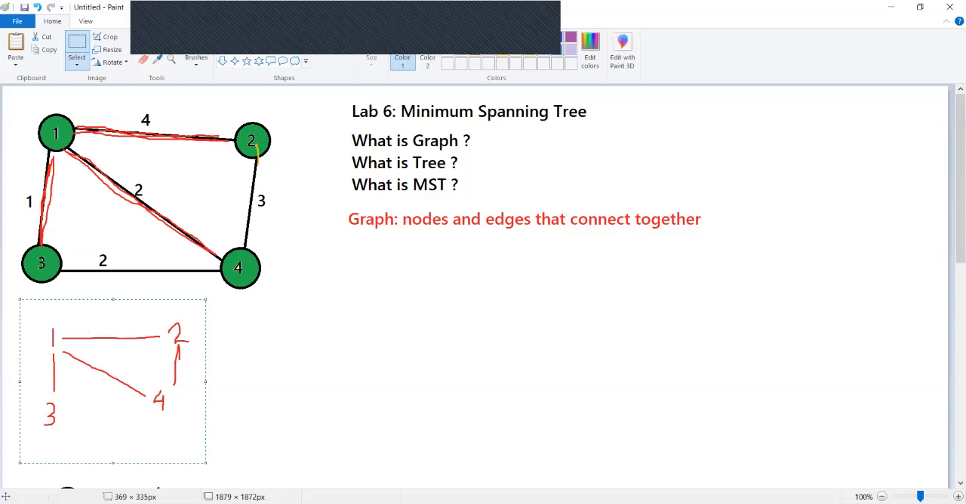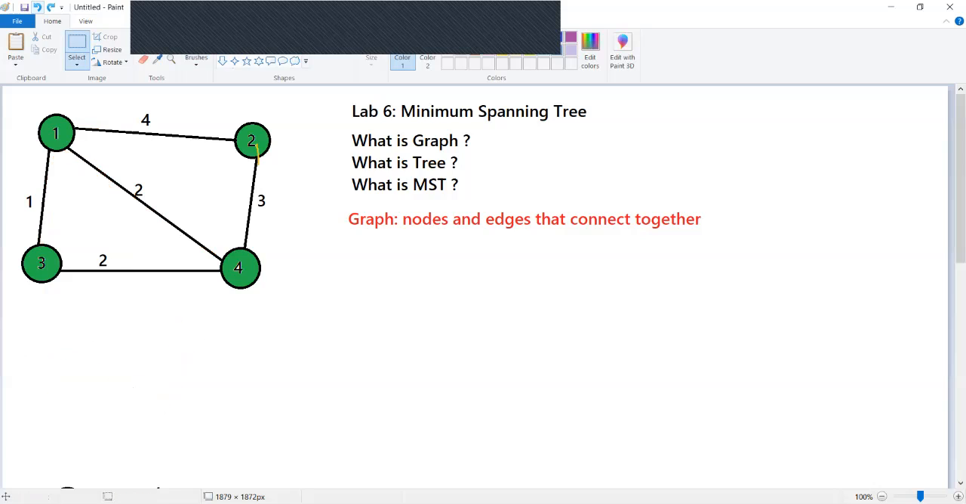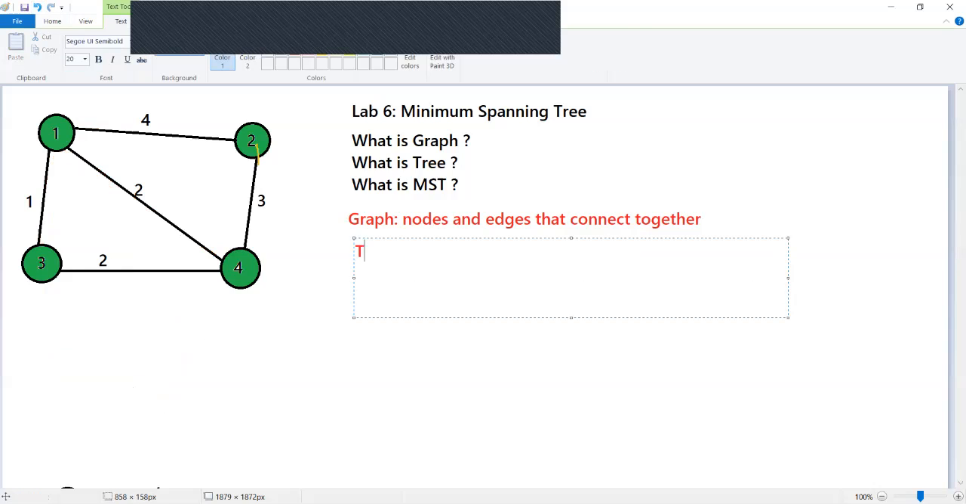Okay, let me delete it and redo it. So you can say that a tree is actually a subgraph.